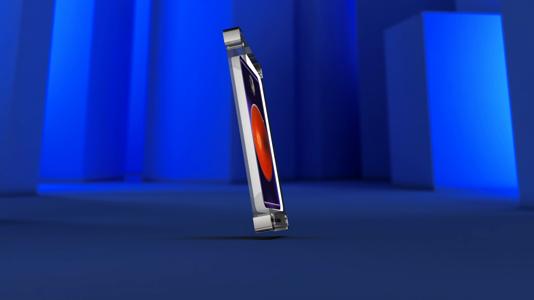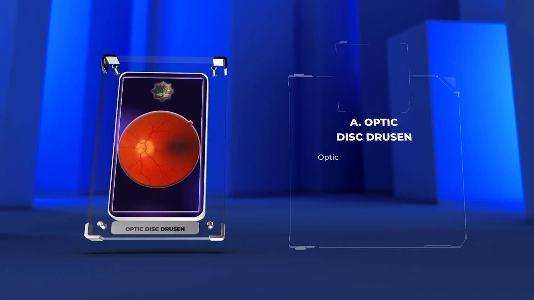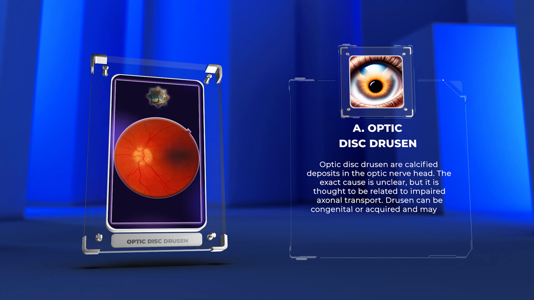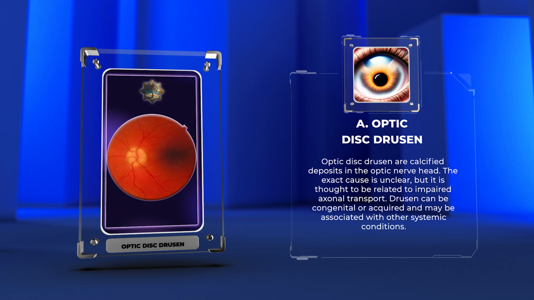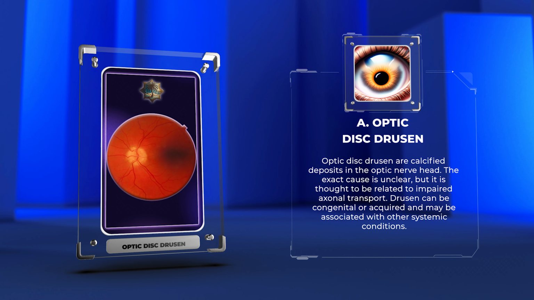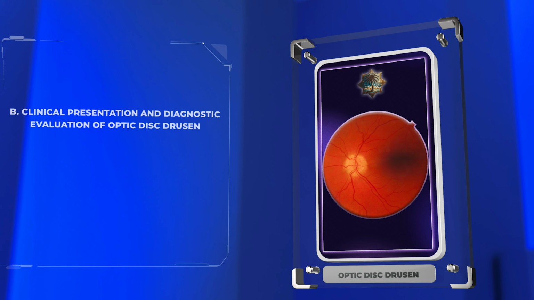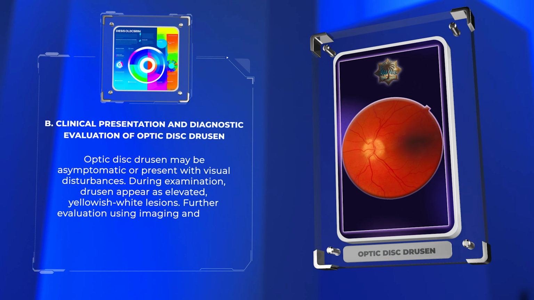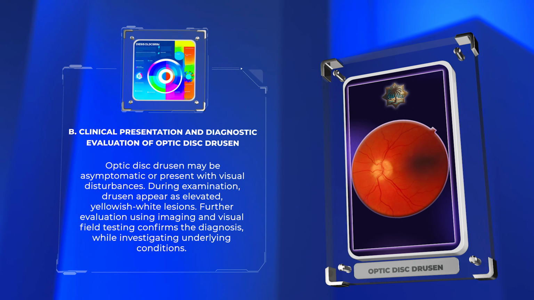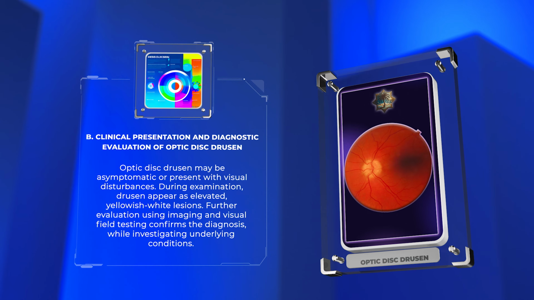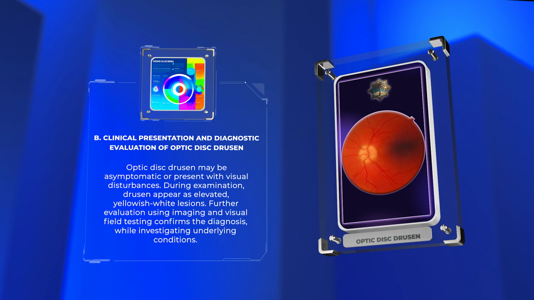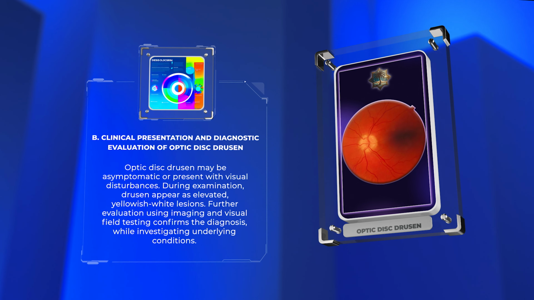Optic disc drusen are calcified deposits in the optic nerve head. The exact cause is unclear, but it is thought to be related to impaired axonal transport. Drusen can be congenital or acquired and may be associated with other systemic conditions. Optic disc drusen may be asymptomatic or present with visual disturbances. During examination, drusen appear as elevated, yellowish-white lesions. Further evaluation using imaging and visual field testing confirms the diagnosis, while investigating underlying conditions.